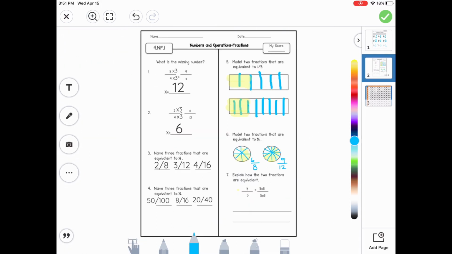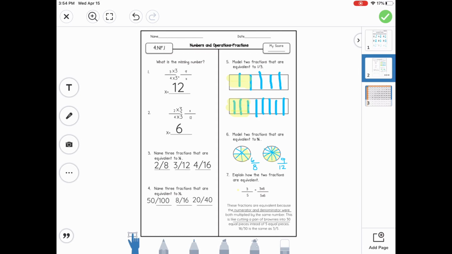And number 7, explain how the two fractions are equivalent. 3/5 and 3 times 6 over 5 times 6. I know that those are equivalent because I multiplied the numerator and the denominator by the same number. My explanation that I wrote for this problem was these fractions are equivalent because the numerator and the denominator were both multiplied by the same number. This is like cutting a pan of brownies into 30 equal pieces instead of 5 equal pieces. 18/30 is the same as 3/5.